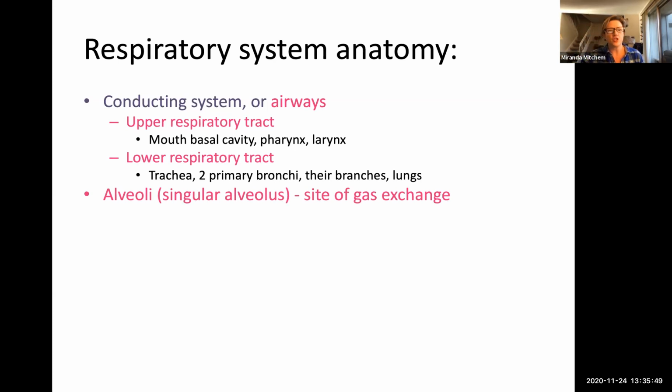Now, the sites of exchange are the alveoli, and these are the smallest diameter. Well, let me think about how they're actually a sac. They go into a bubble, but they're the smallest of the airways in terms of the structural components that make them.